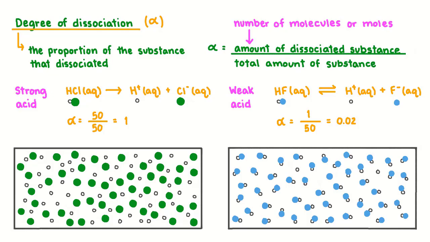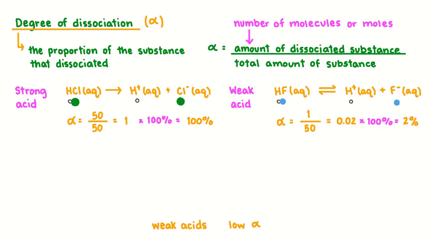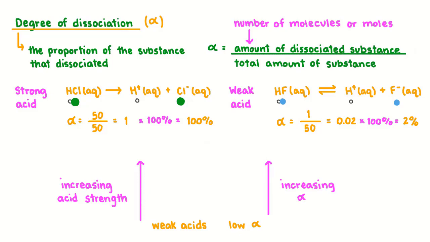Notice that when calculating the degree of dissociation, the total number of ions produced is not used in the equation. The degree of dissociation may also be given as a percentage by multiplying the resulting decimal value by 100%. Weak acids typically have very low degrees of dissociation. In general, as the strength of the acid increases, so does the degree of dissociation, with strong acids having a degree of dissociation of 1. So the degree of dissociation can give us some insight into the strength of an acid.